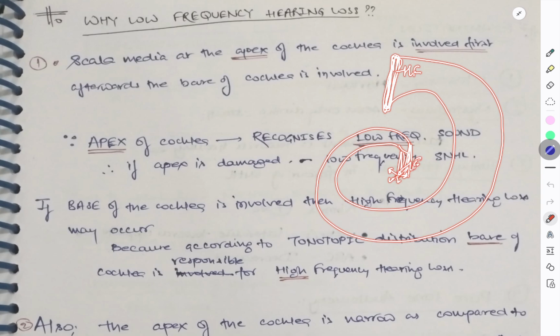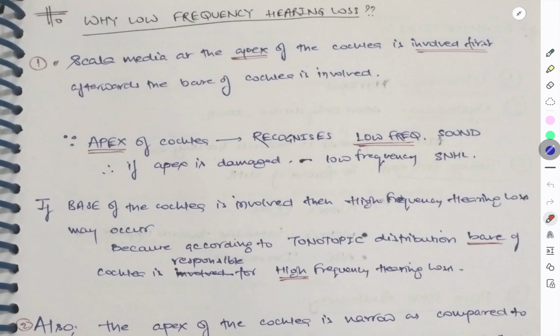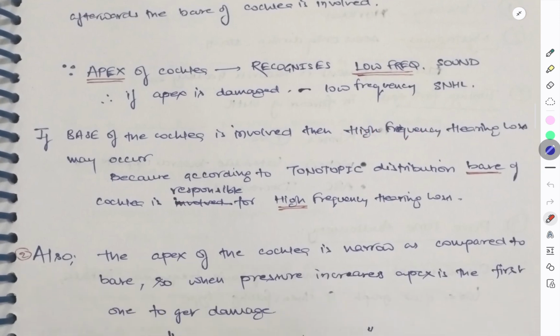In Meniere's disease, the first one to be involved is this apex. Since the apex is responsible for low frequency, and in Meniere's this is involved, here we have low frequency hearing loss. Scala media at the apex of the cochlea is involved first. Since the apex of the cochlea recognizes low frequency, if the apex is damaged, the first loss is low frequency hearing loss. Now suppose the base of the cochlea was involved, then there will be high frequency hearing loss, because according to the tonotopic distribution, the base of the cochlea is responsible for high frequency.